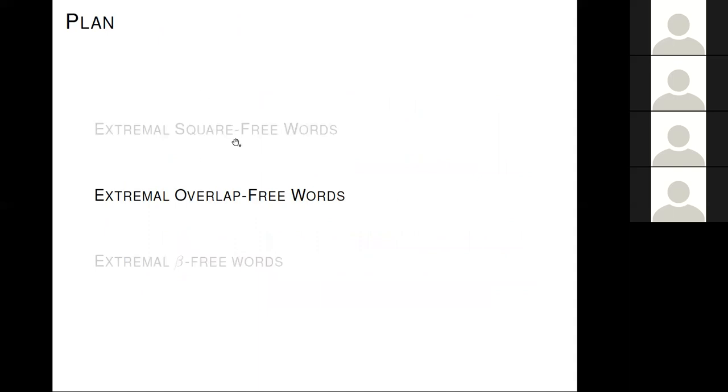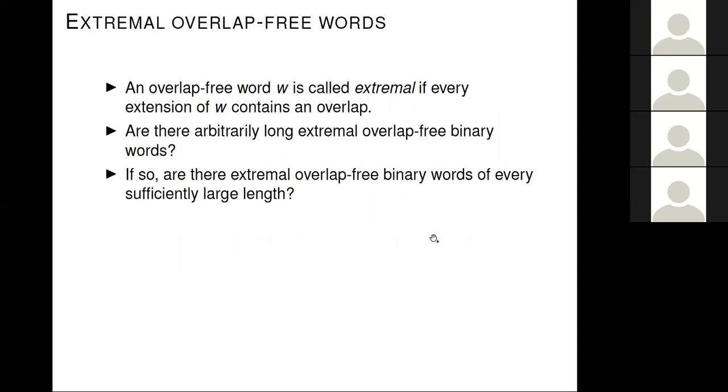So that's all for extremal square free words for now. I'll talk a bit about extremal overlap free words, and there we're going to look at the binary alphabet mostly. As before, an overlap free word is called extremal if every one of its extensions contains an overlap.